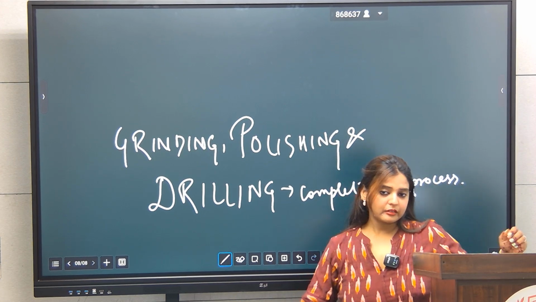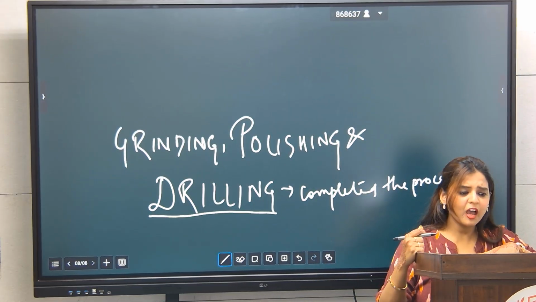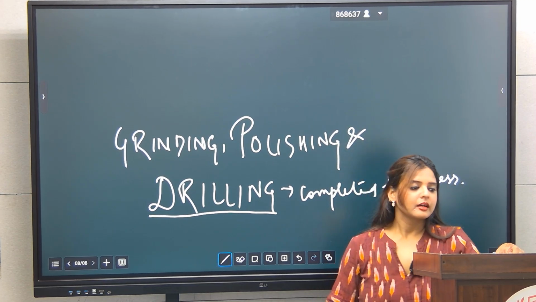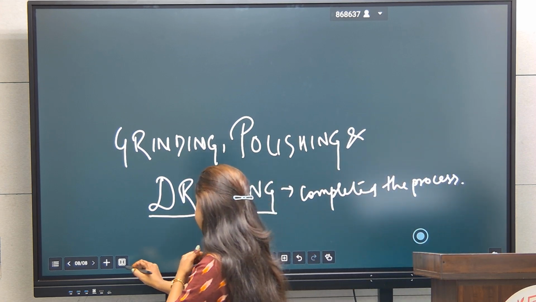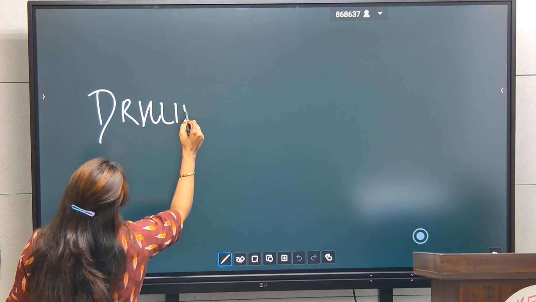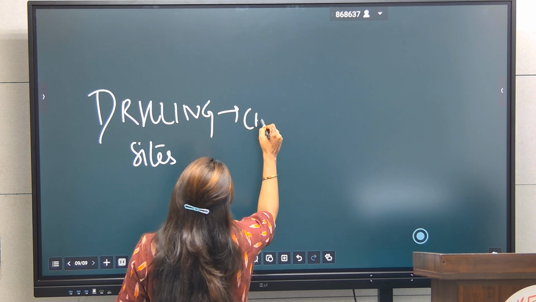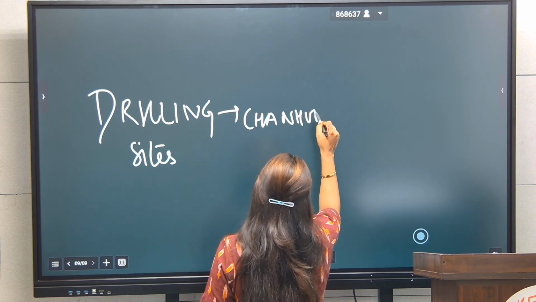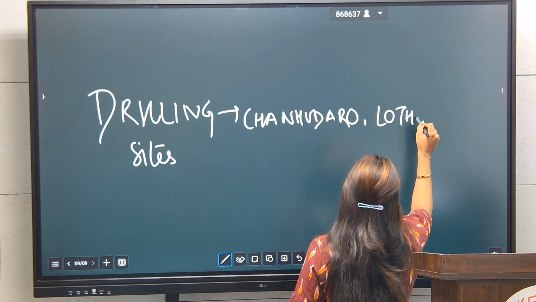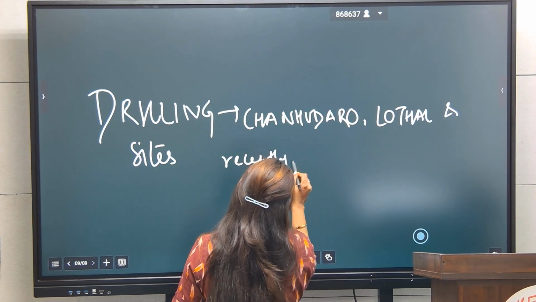And a lot of drilling sites have been found at Chanudaro, Lothal and more recently at Dholavira.